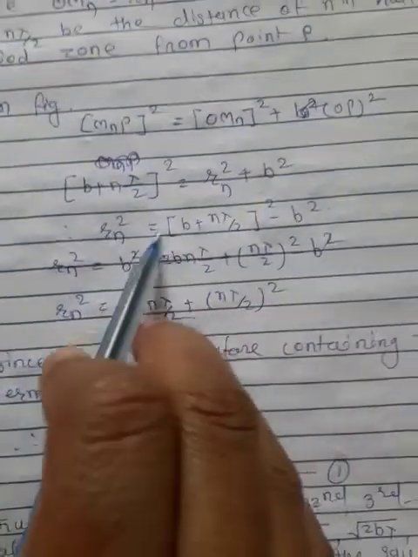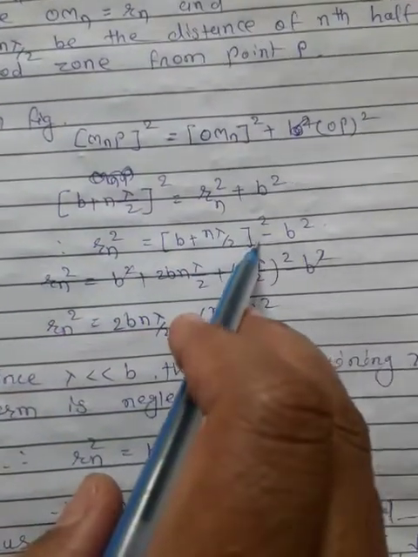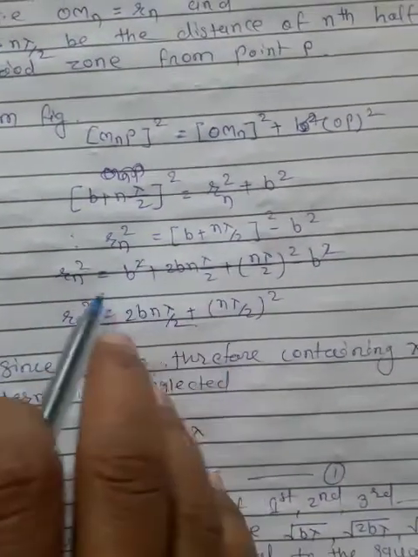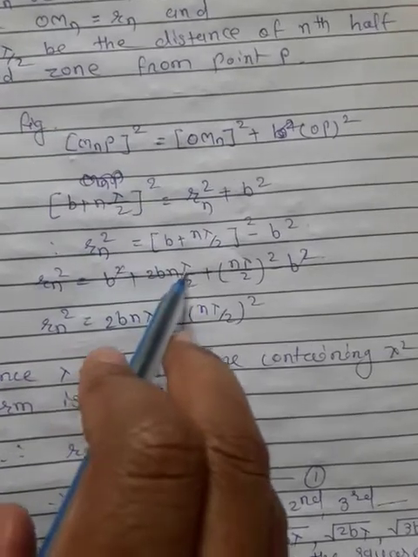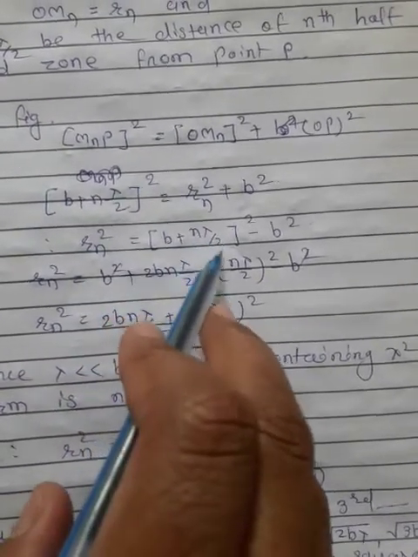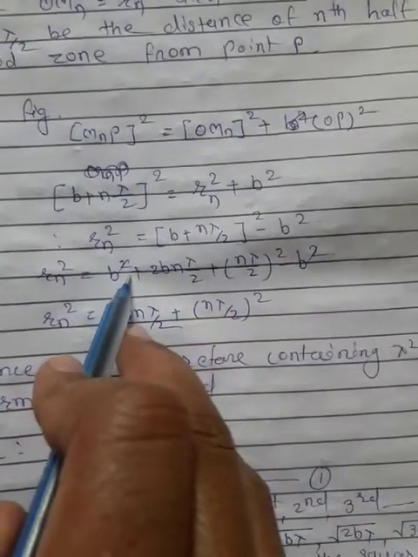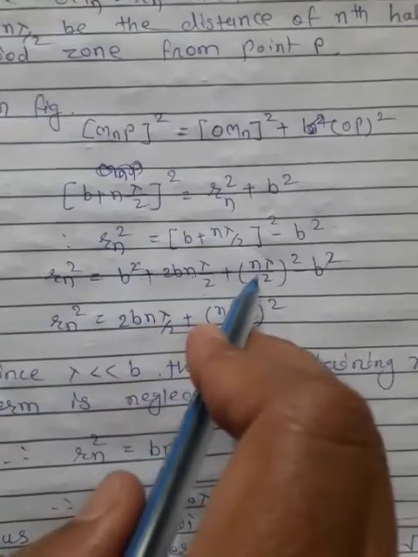Then Rn square becomes (b plus n lambda by 2) whole square minus b square. Solving this bracket, we get b square plus 2b n lambda by 2 plus (n lambda by 2) whole square minus b square. This b square gets cancelled. The remaining terms are 2b n lambda by 2 plus (n lambda by 2) whole square.